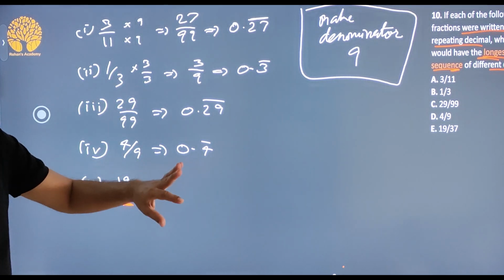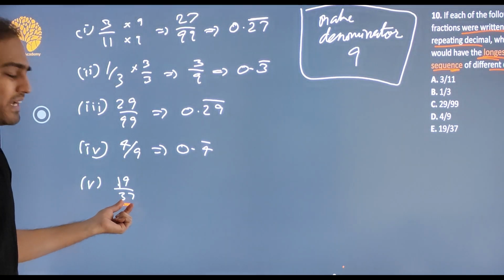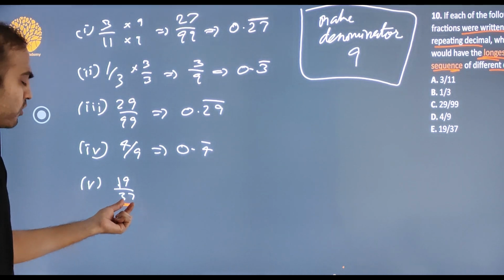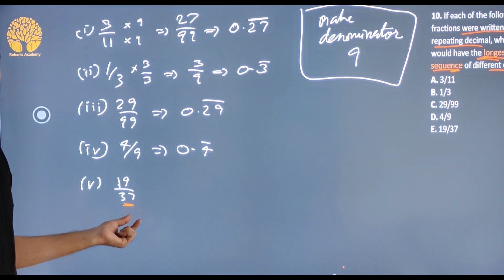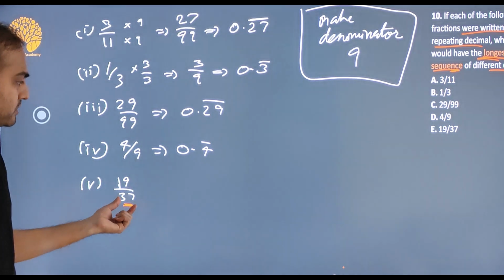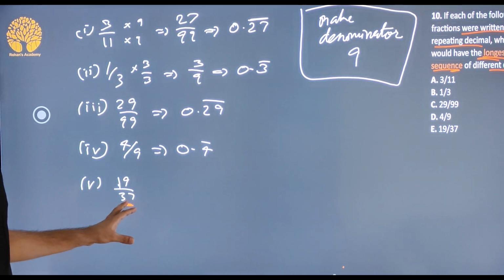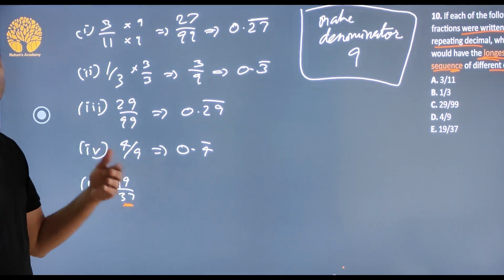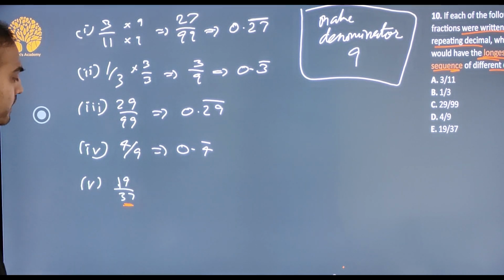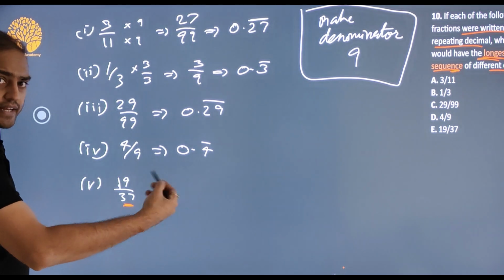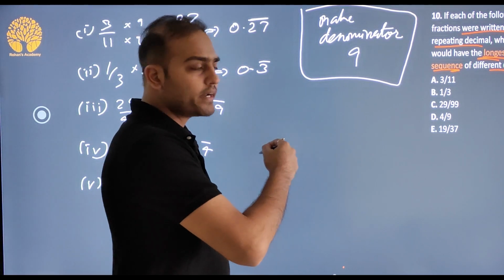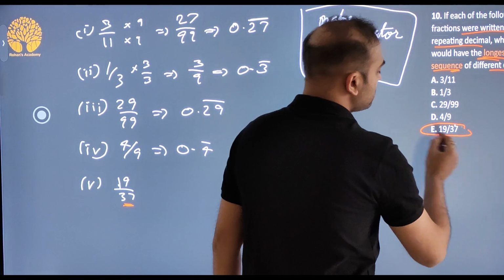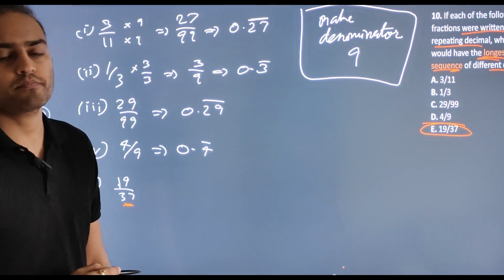If I try to convert it into a 9, it can't become 99, right? So that means whatever the decimals are, that will be more than 2, right? This might be 999 or 9999, right? So then whatever the recurring decimals are, they will be more than 2. So the longest sequence will be of this, right?